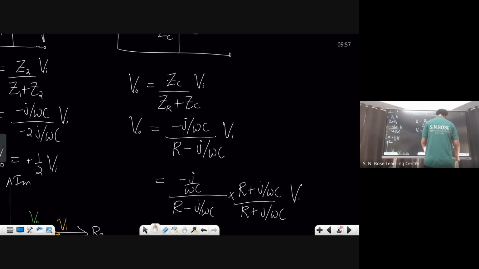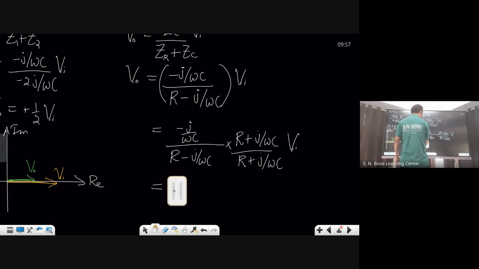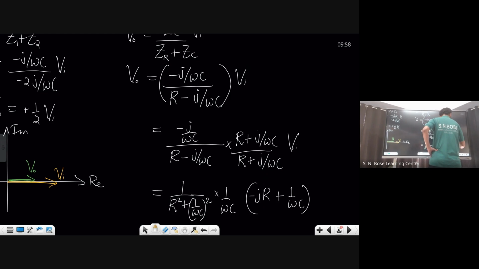That's what we do. While writing this, the whole complex number, we should be able to write in terms of A plus iB so that we can find the phase factor. So this is equal to 1 by R squared plus (1 by omega C) squared. That is a real part, I'll keep it outside. And one more 1 by omega C, that's also real. This minus j, I will take it in: minus jR plus 1 by omega C into Vi.